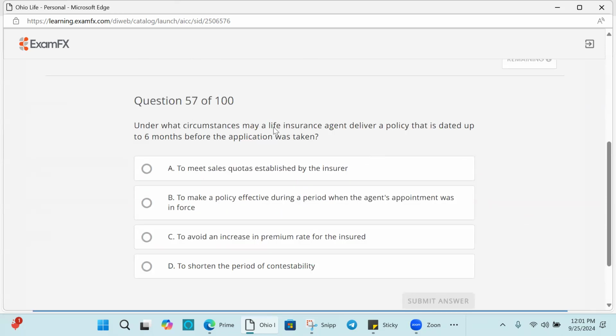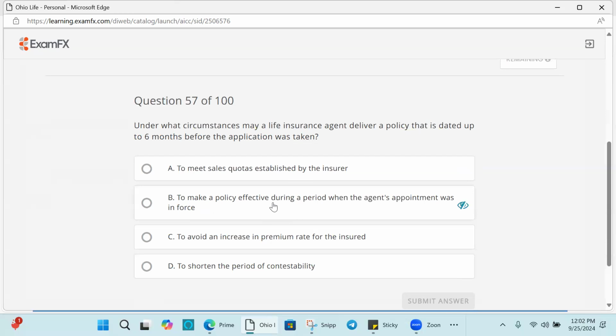Under what circumstances may a life insurance agent deliver a policy that is dated up to 6 months before the application was taken? It says quota established by the insurer. No. So that's the process of backdating, right?